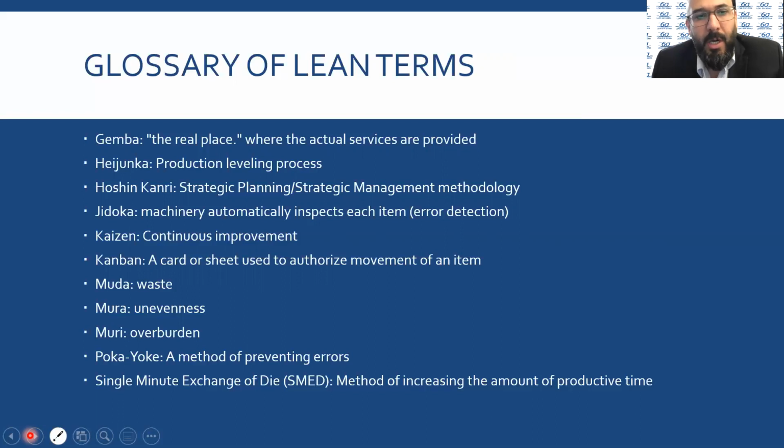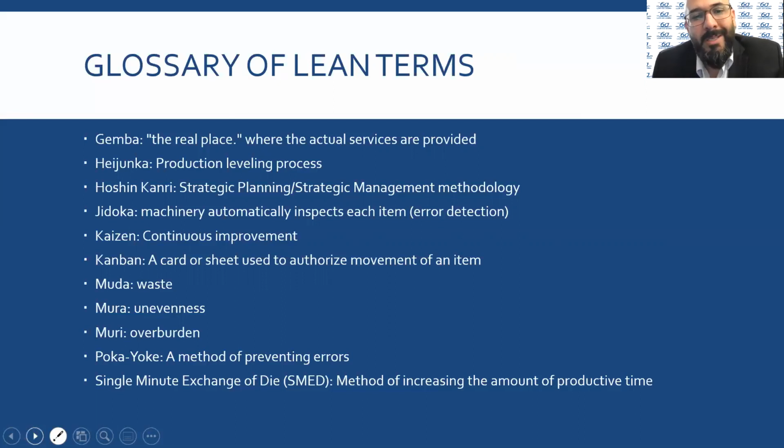Heijunka, production leveling process. Hoshin Kanri, these are strategic planning for the long term, a strategic management methodology. Jidoka, machinery automatically inspects each item. So Jidoka is a technique that we use in lean to automatically inspect every item for error detection and removing them. Kaizen is continuous improvement.